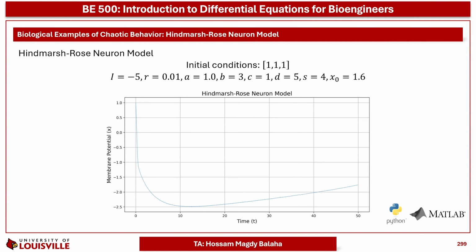But if you change the I value to -5, you may get this behavior, or you may get only one spike, or you may get a chaotic behavior. So we can consider this also a chaotic behavior.